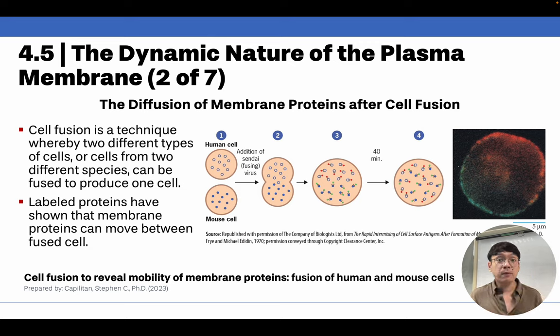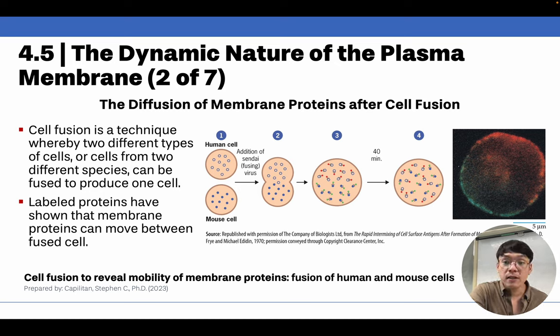The diffusion of membrane proteins after cell fusion. There is a technique we call cell fusion, where two different types of cells, or cells from two different species, can be fused to produce one cell. In letter A, this is the outline of the experiment in which human and mouse cells were fused. There are two steps, 1 and 2, and the distribution of proteins on the surface of each cell was followed in the hybrids over time, which is 3 and 4.